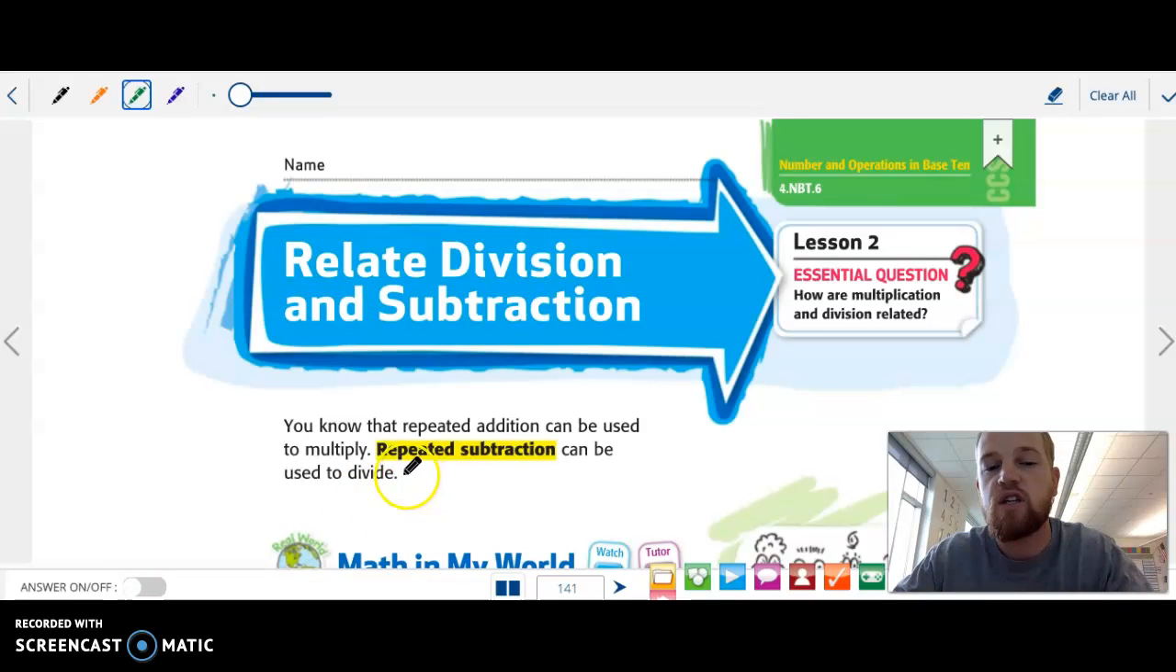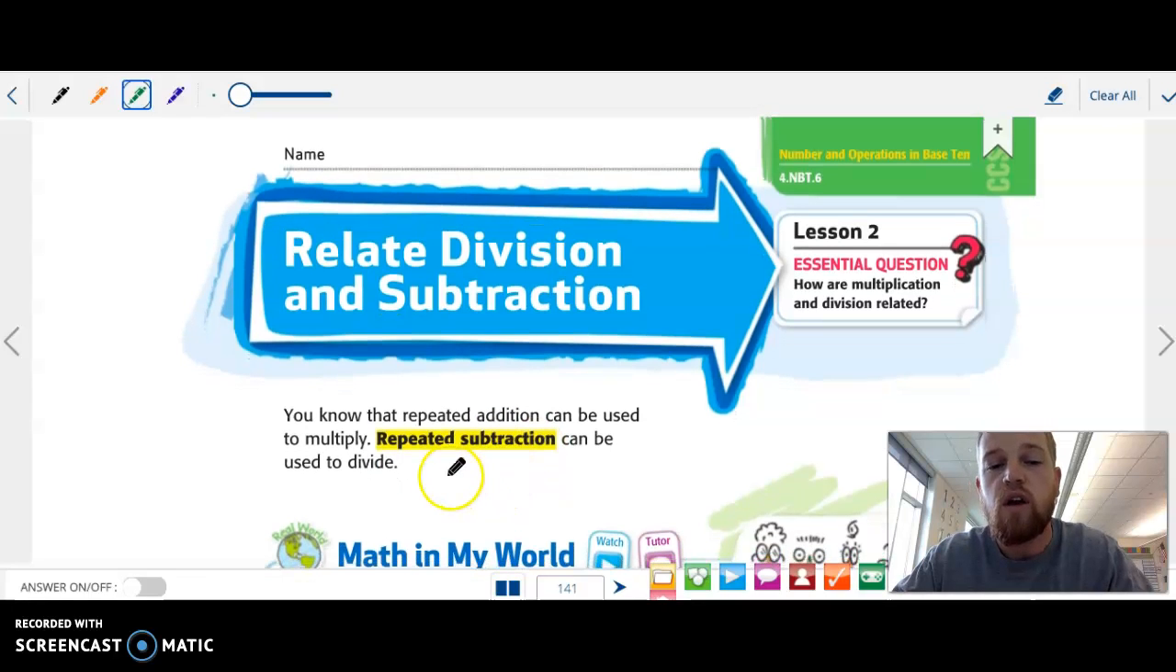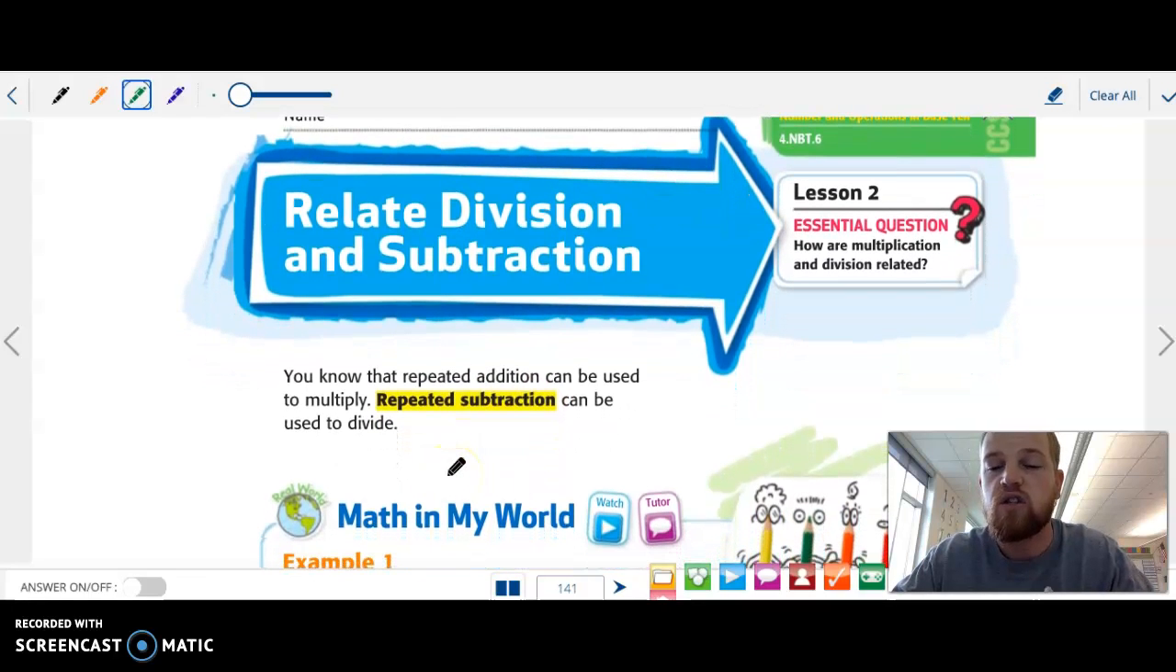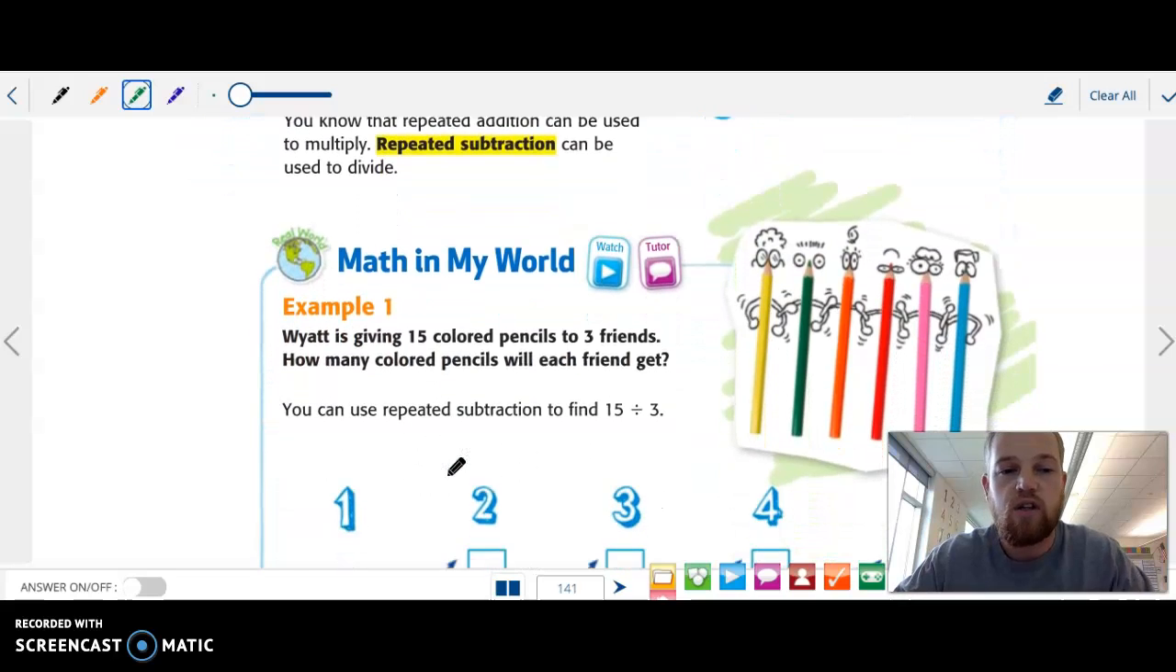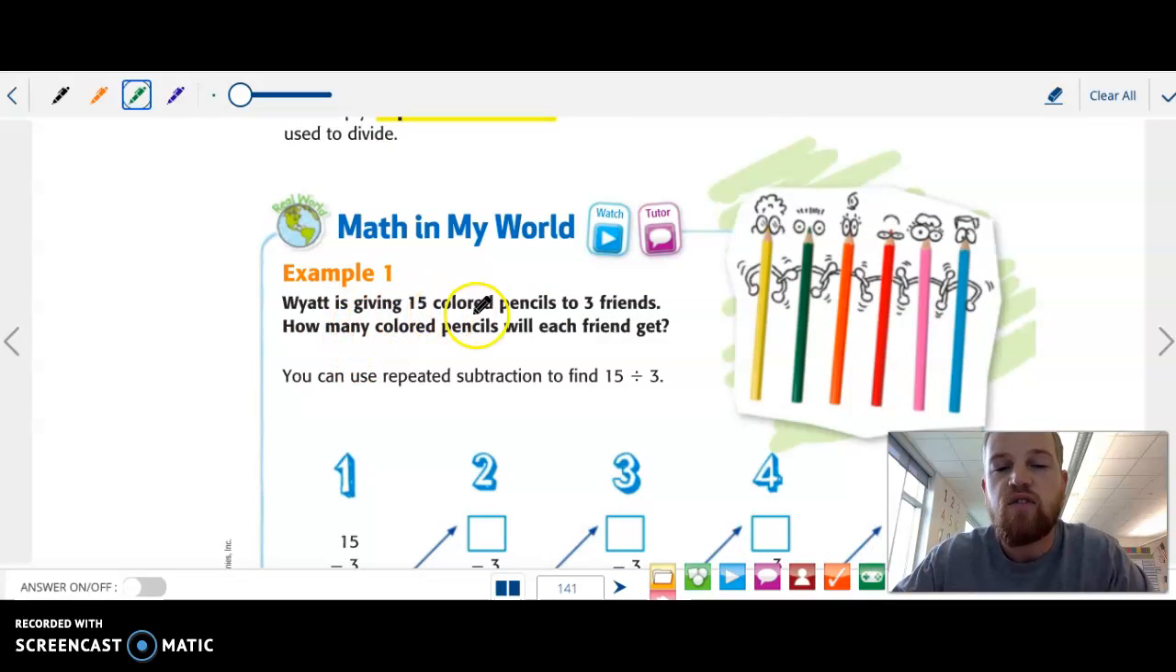So this is what we're learning today: repeated subtraction. That's our keyword, and it's where we're using subtraction to solve division problems. Let's take a look at example 1. It says Wyatt is giving 15 colored pencils to 3 friends. How many colored pencils will each friend get?